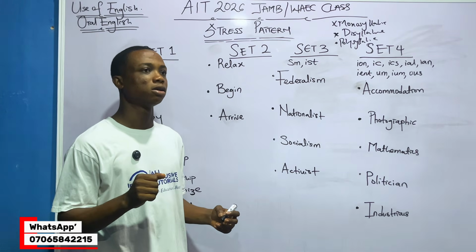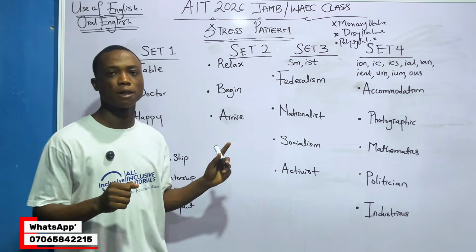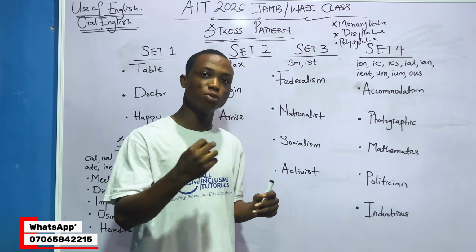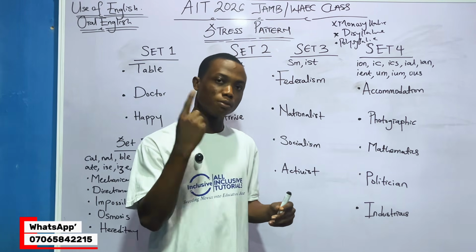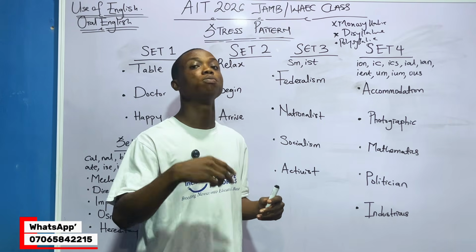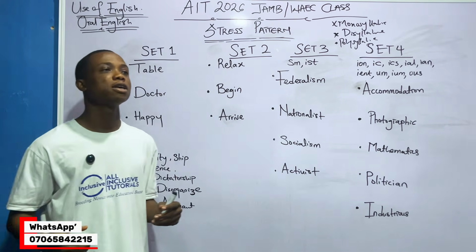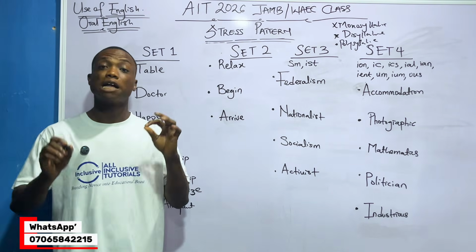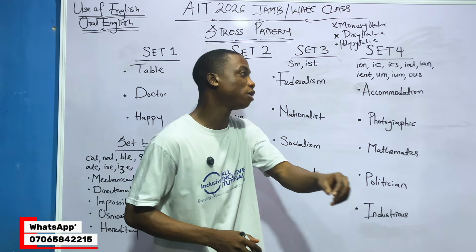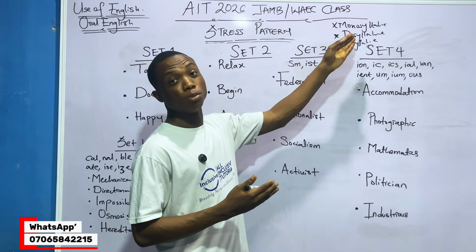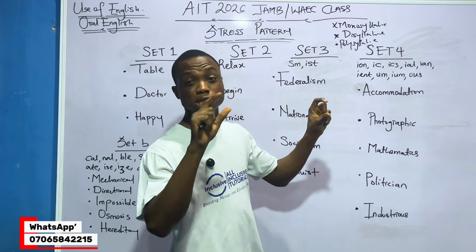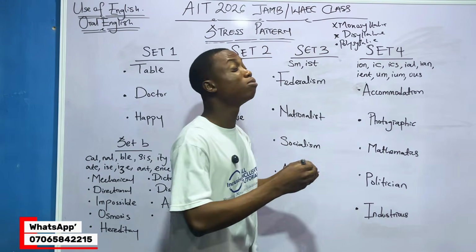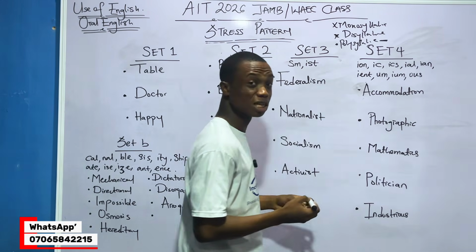But if I say, for example, table, that is a disyllabic word because it has two syllables. Table, motto, doctor, mother, father, they are disyllabic. But if I say communication, extrapolation, all those words are known as polysyllabic words. In your JAMB exam, nobody will ask you to stress a monosyllabic word because it's already a one-syllable word. So your questions will mostly come from disyllabic and polysyllabic words, most especially polysyllabic. Please take note. You understand?